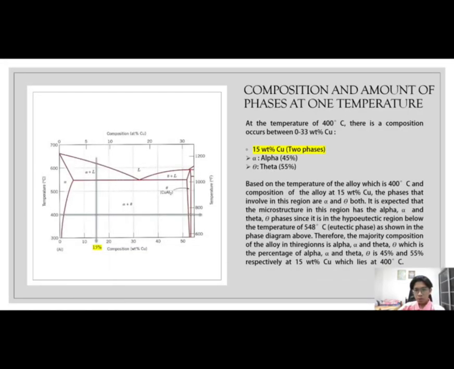Therefore, the majority composition of the alloy in this region is alpha and theta, which is the percentage of alpha and theta is 45% and 55% respectively, at 15 weight percent copper, which lies at 400 degrees Celsius.